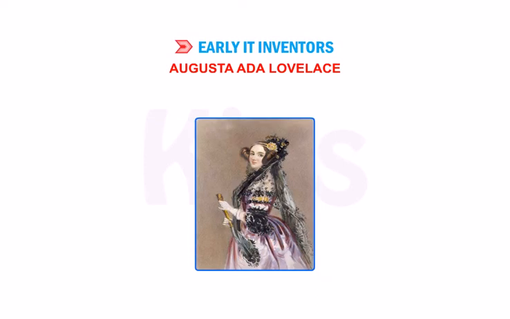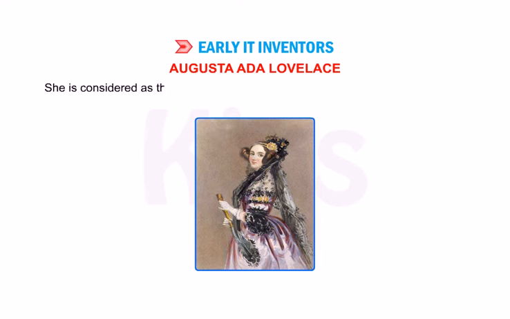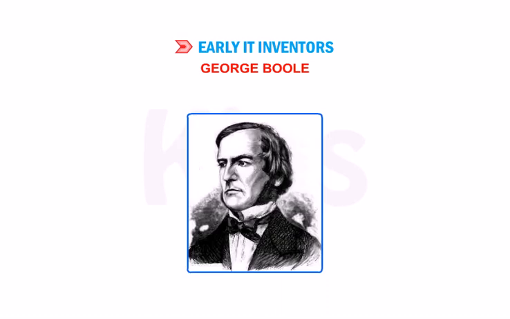Augusta Ada Lovelace. Lady Augusta Ada Lovelace was an English mathematician and a writer chiefly known for her work on Charles Babbage's analytical engine. She is considered the first programmer who suggested binary data storage, 0 and 1, instead of the decimal number system.